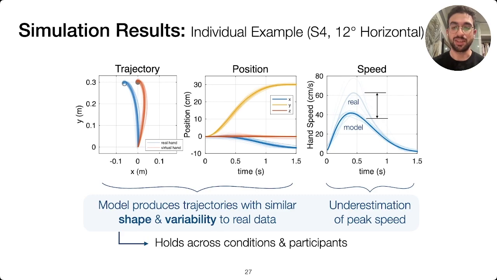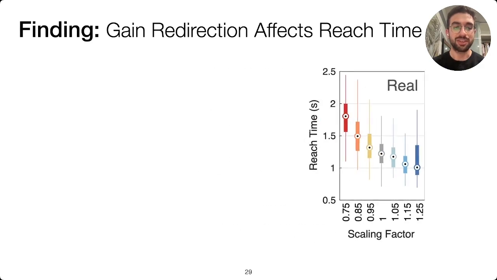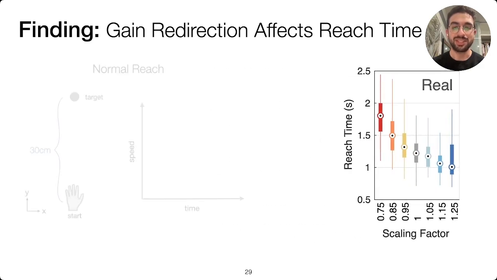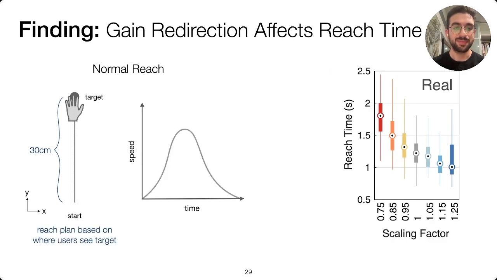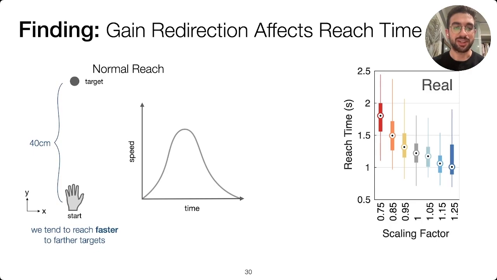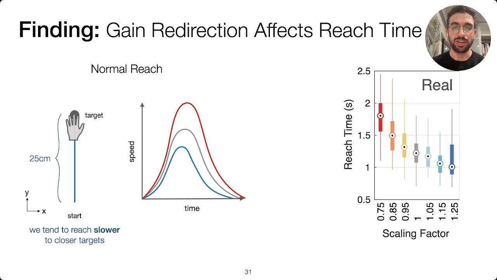One of the conditions we tested, though, really highlights the benefits of using an infinite horizon model, and that's gain redirection. Gain redirection affects users' reach time, with scaled up movement leading to faster reaches and scaled down movement leading to slower reaches. To understand why, let's consider 2 simple examples. First, let's consider a user reaching normally. Based on where they see the target, they plan and execute a movement. We tend to reach faster for targets that are farther away, and slower for targets that are closer. So in general, in normal conditions, we'd expect peak speed to increase with distance.